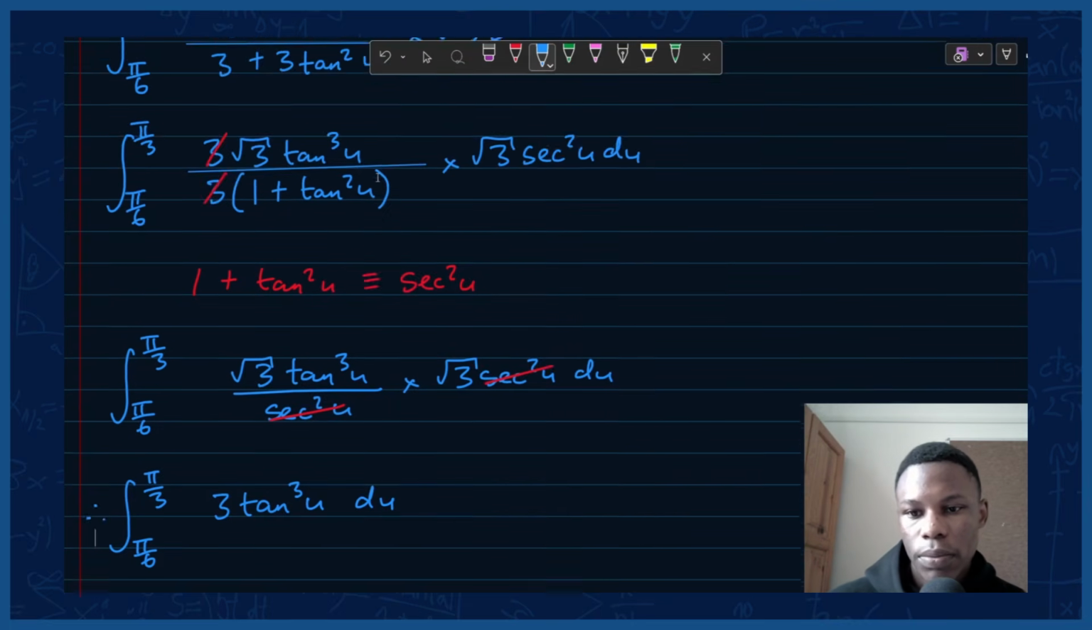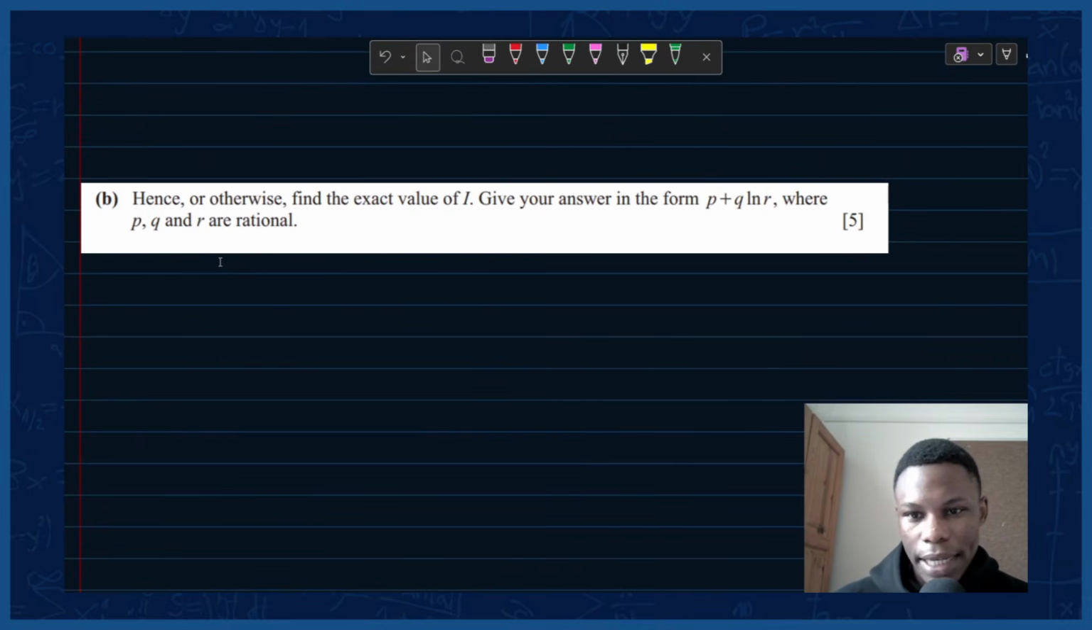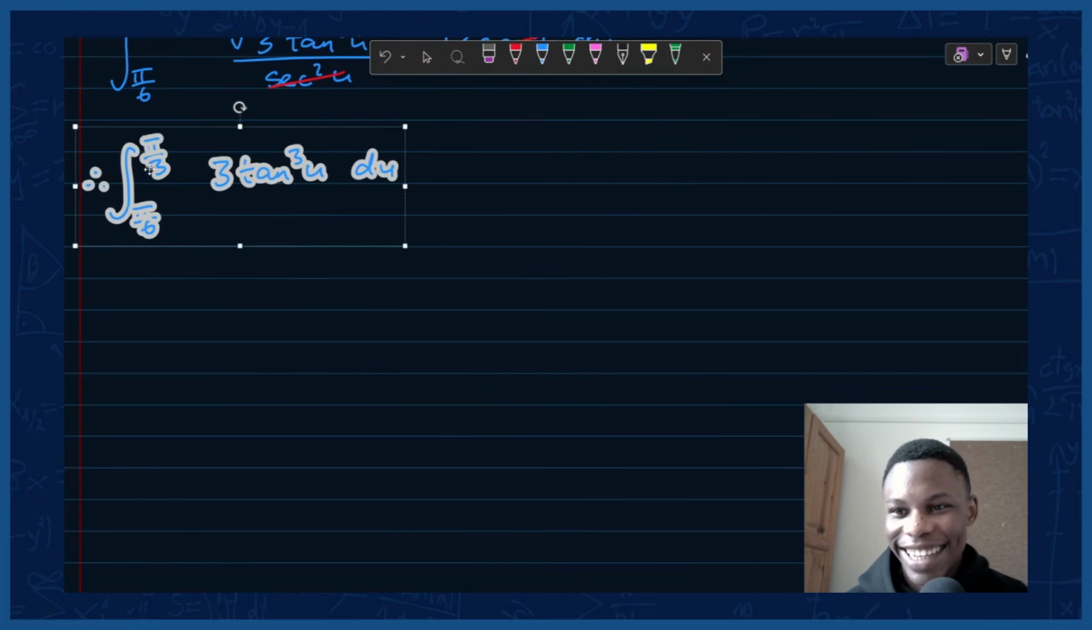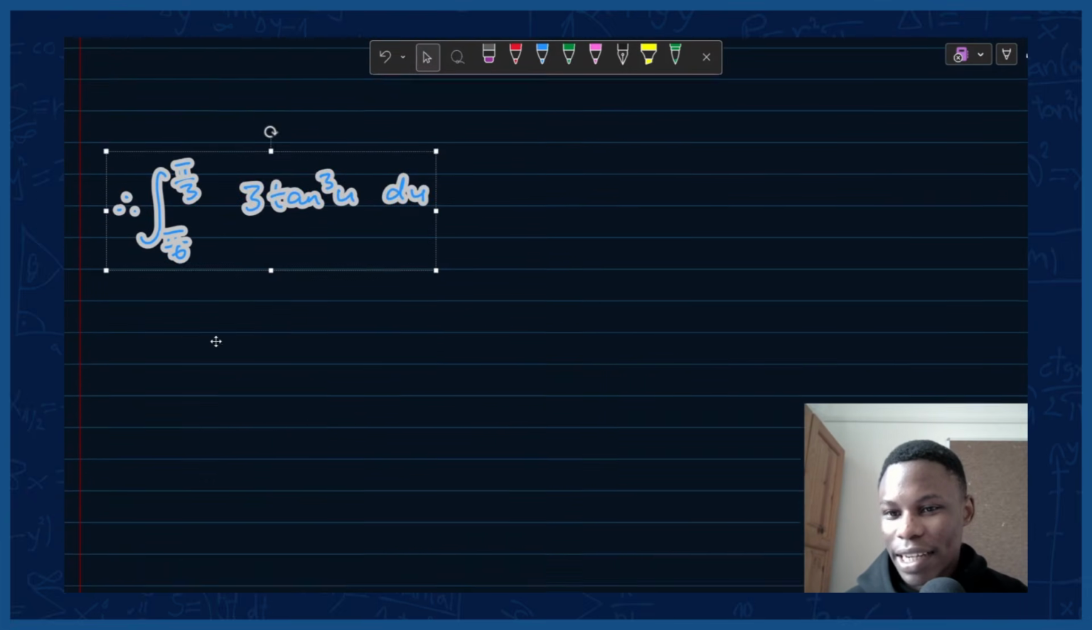Which is what we're trying to prove. And then part B: hence or otherwise find the exact value of I. Give the answer in the form P plus Q ln R, where P, Q, and R are rational. Now this question is borderline child abuse because, well, you'll see. Let me not spoil it.